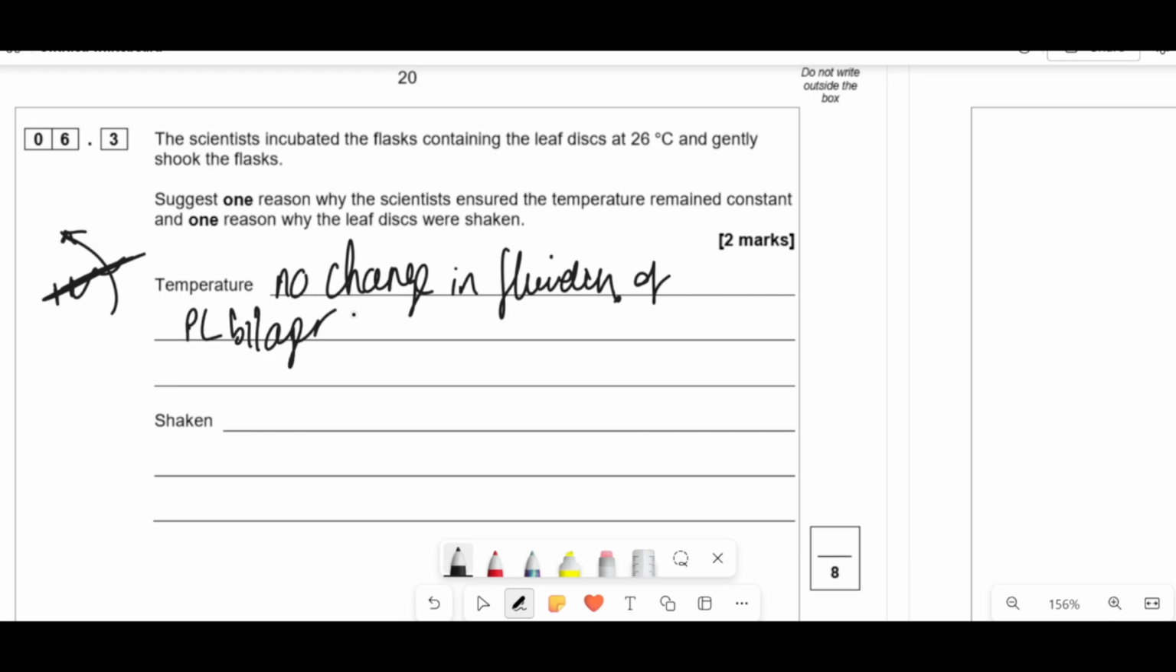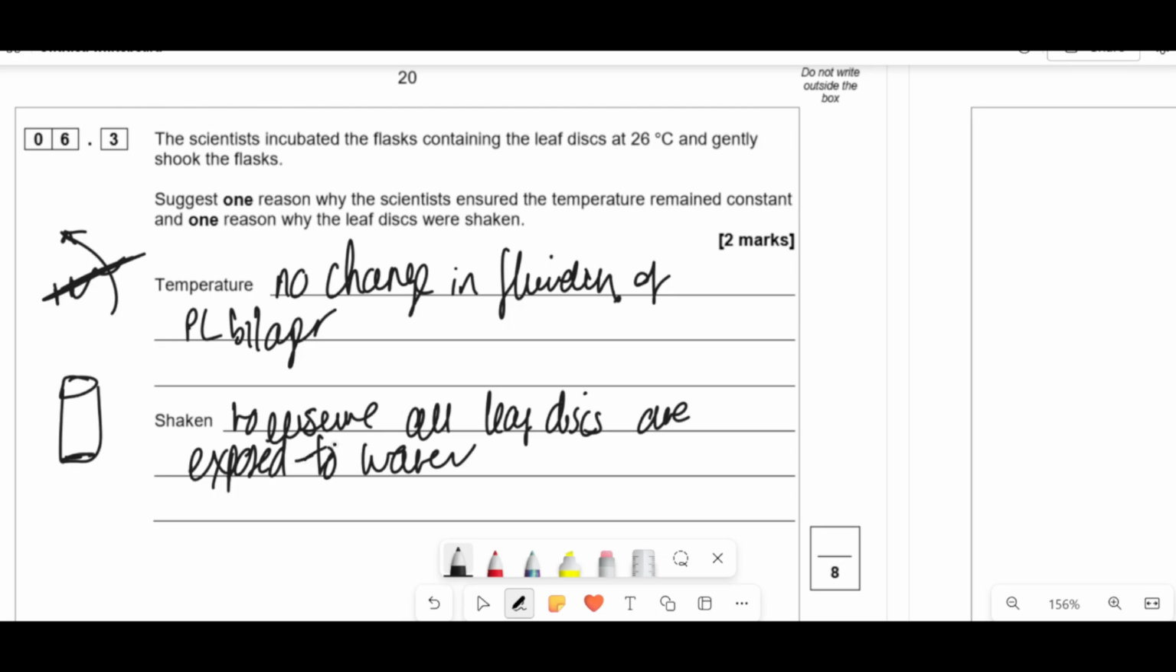And then why have they shaken it? Think about what happens if they didn't shake it. Well, they just sit at the bottom. So if they shake it, it's to ensure all leaf discs are exposed to water. Also, another thing I guess you could say is that the ions are diffusing out of them. So if you shake them, you're evenly distributing them as well.